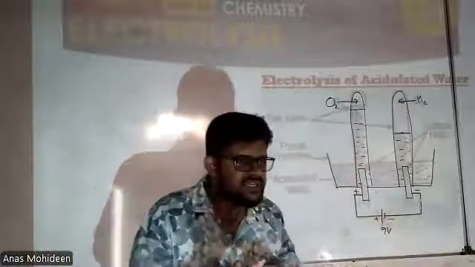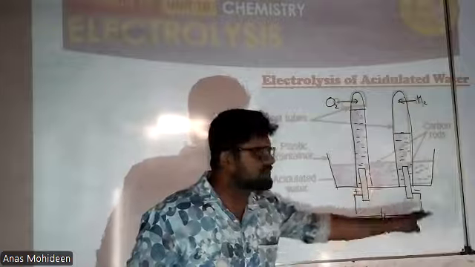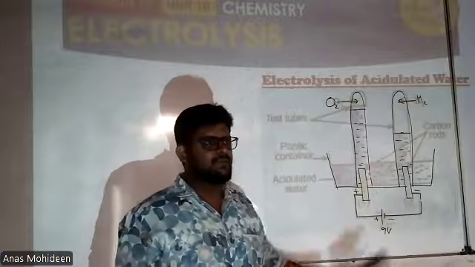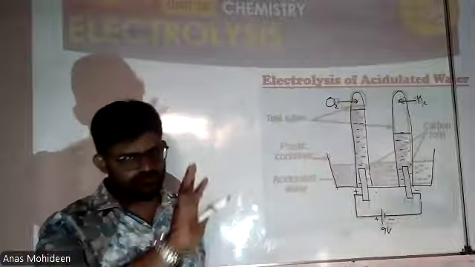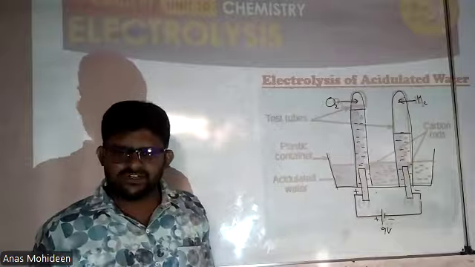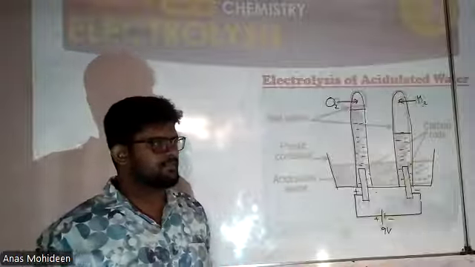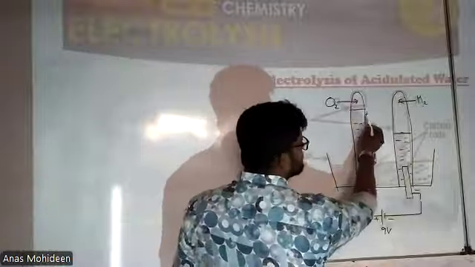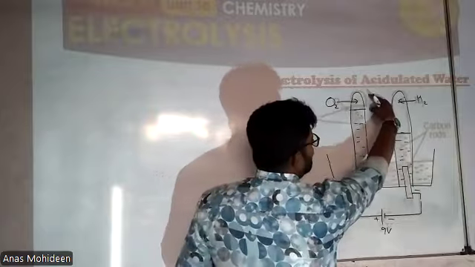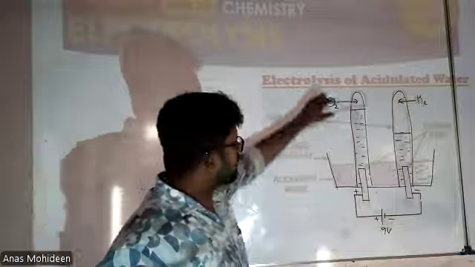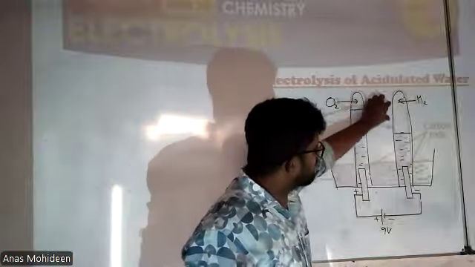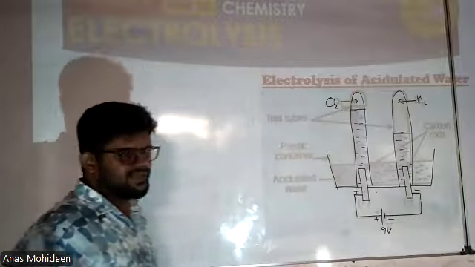So the first observation is gases evolve at both the ends. At the positive electrode it is oxygen, at the negative electrode it is hydrogen. That is the first observation. What is the second observation? Look at the level of the gas. It is a small amount here, and this is almost double the amount, isn't it? Almost double the amount of hydrogen is there. Correct? So this is the second observation.